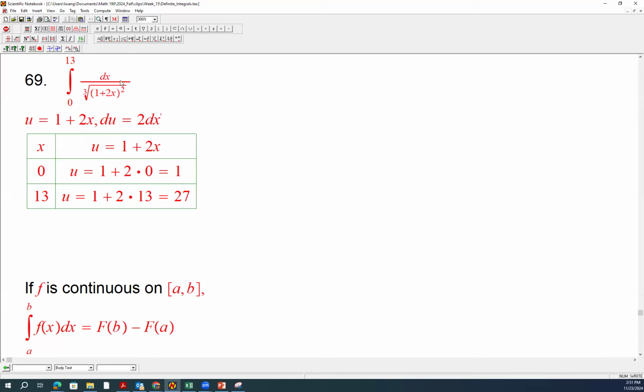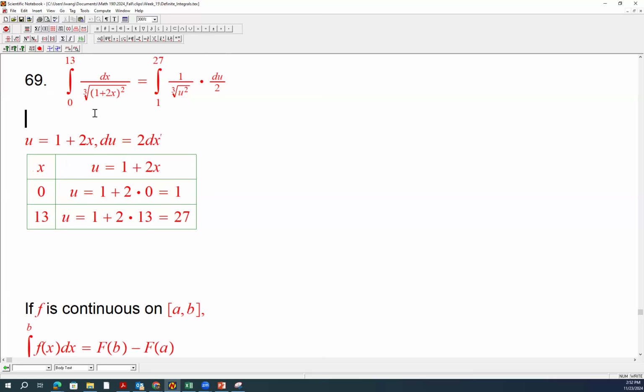Now we're ready to substitute. We have a change of interval, from 0 to 13 now to 1 to 27. For the function part, we have a cubic root of u squared under 1. The x will be replaced by half of u, so that's going to be du divided by 2. And then we continue the integration.